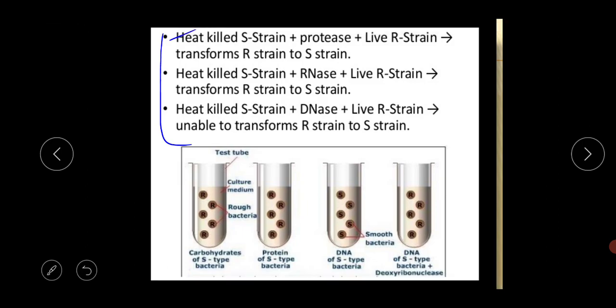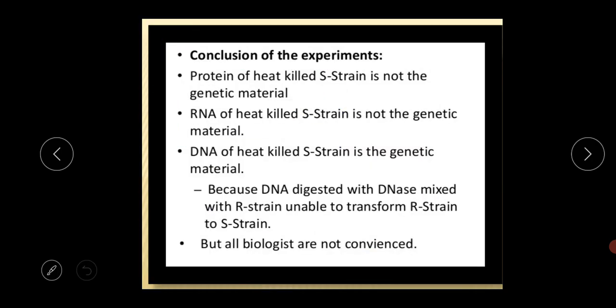Heat-killed S strain plus protease plus live R strain: then it transforms R strain to S strain. The next case study is heat-killed S strain plus RNase enzyme, then live R strain. It also transforms R strain to S strain. And the last one is heat-killed S strain plus another enzyme, DNase, plus live R strain. Then it is unable to transform R strain to S strain. So with the DNase enzyme, the R strain cannot be transformed to S strain. So what is the conclusion of the experiment?